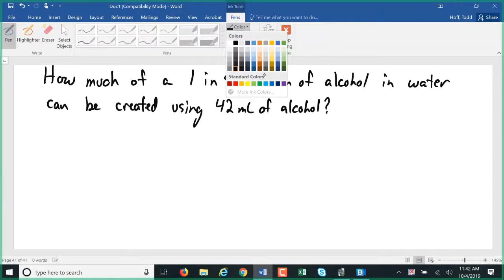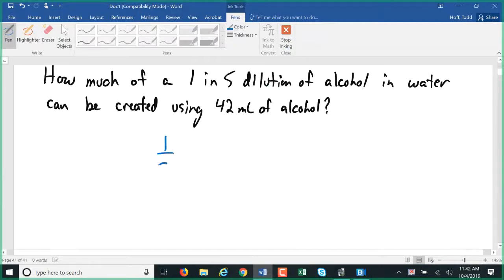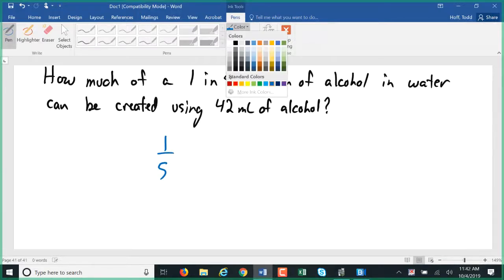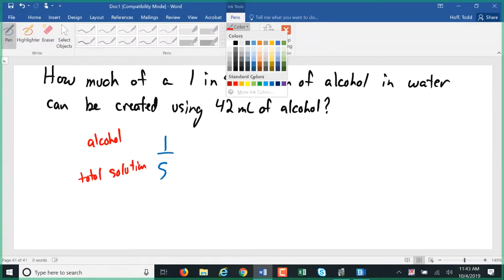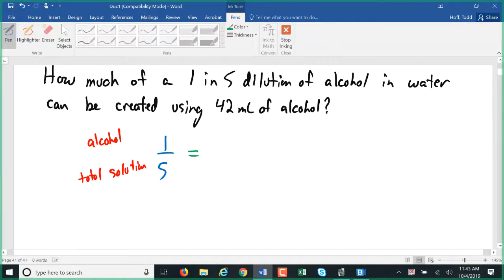So we have a 1 in 5 dilution here. So 1 again is the part serum, in this case the alcohol. And the 5, of course, is still total solution. Do we have the total solution? No, we have 42 milliliters of alcohol on top.